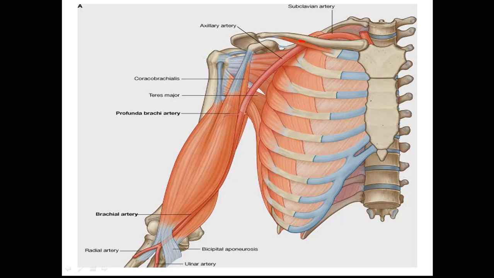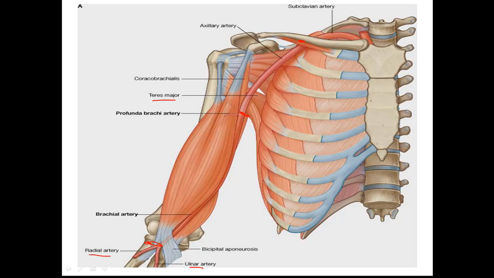Now at the lower border of the teres major, you notice this is the teres major muscle. At the lower border of it, this artery is now called the brachial artery, and as you notice, it goes medial to the biceps. This is very important, medial to the biceps muscle. At the neck of the radius, this is the radius bone, and this is the neck of the radius, the brachial artery divides into two arteries: radial artery and ulnar artery. And you know also the radial is lateral to the ulna.